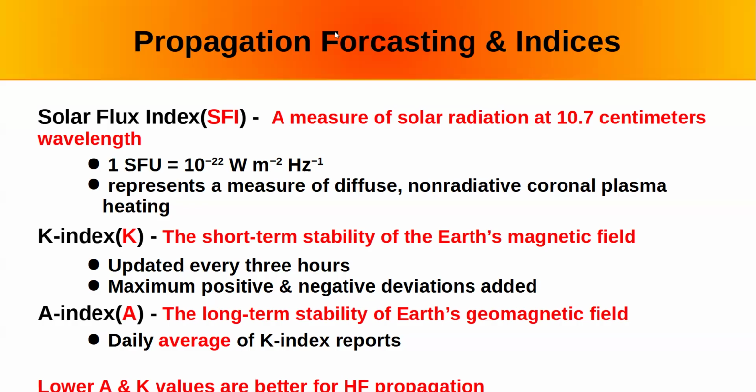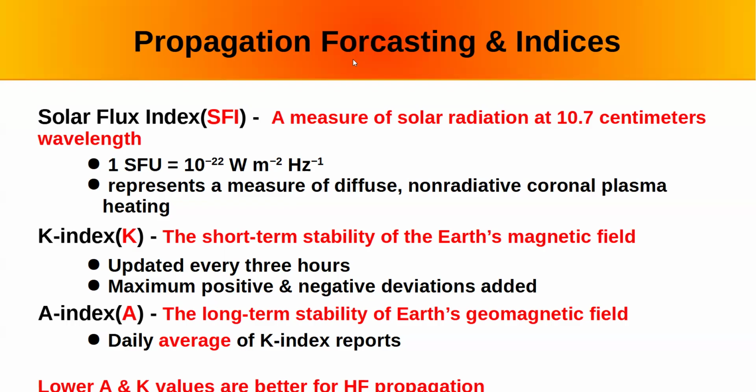The K index is one of the ones they track, which was on that first chart showing all of them with a nice picture of the sun. That's the short term. They update it every 3 hours. And the A index, they do it daily. So that's basically the difference. One is a daily average, and one is a snapshot every 3 hours.